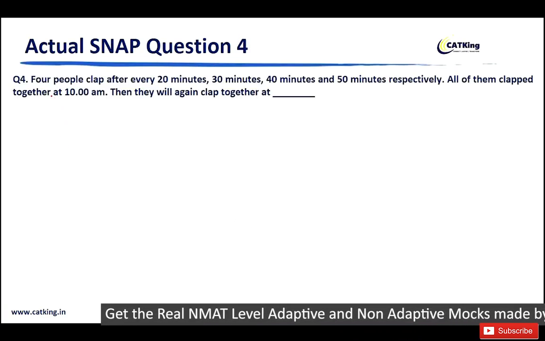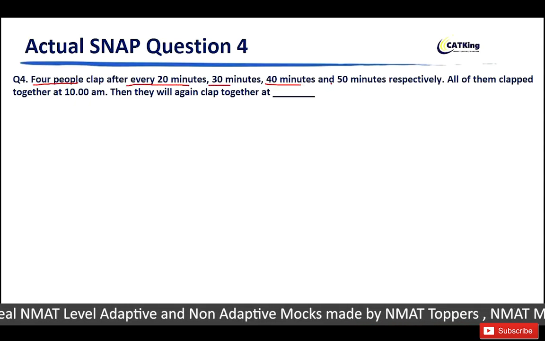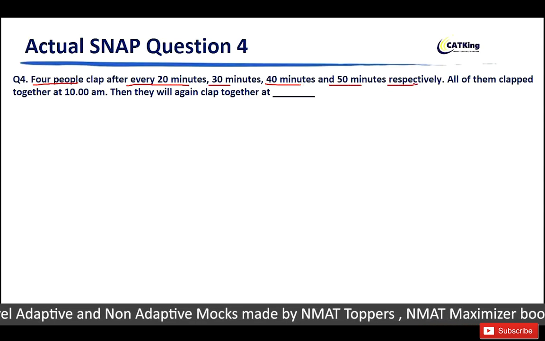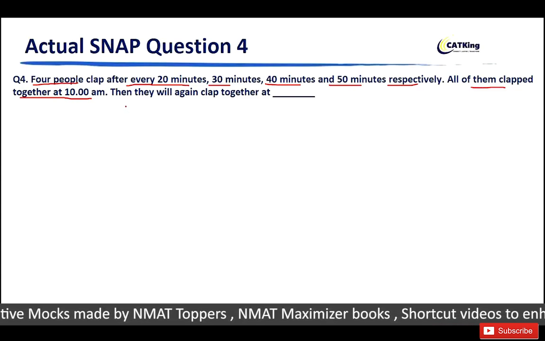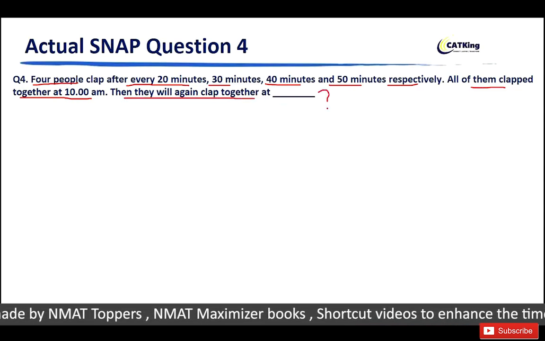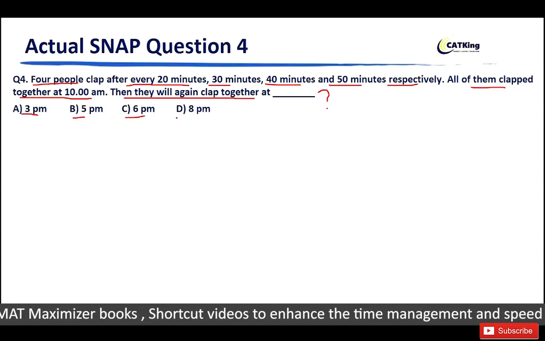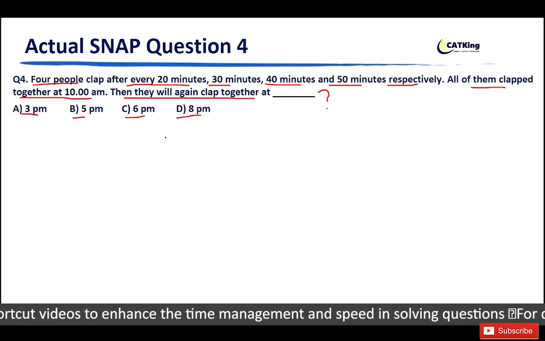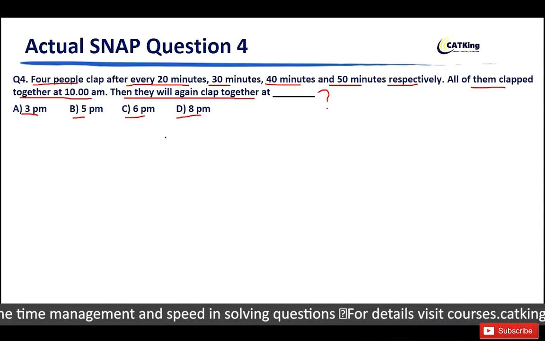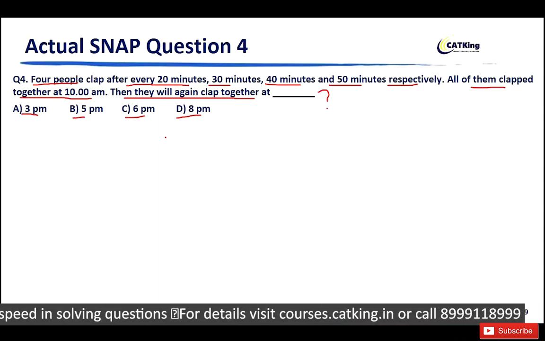Question number 4, we have 4 people clap after every 20 minutes, 30 minutes, 40 minutes and 50 minutes respectively. All of them clapped together at 10 a.m. Then they will clap again together at what time? So the options given are 3 p.m., 5 p.m., 6 p.m. and the last option is 8 p.m. Guys, we have solved a lot of questions like these. Let me just give you a hint. You need to find the LCM, that is least common multiple of people clapping after so and so minutes, and then you will be able to solve the question.